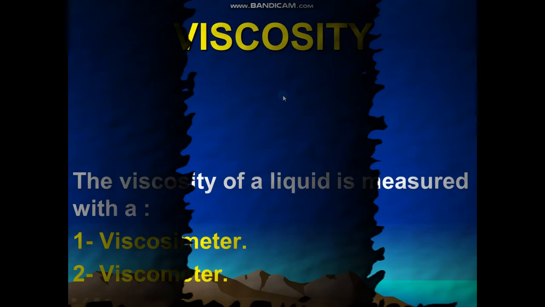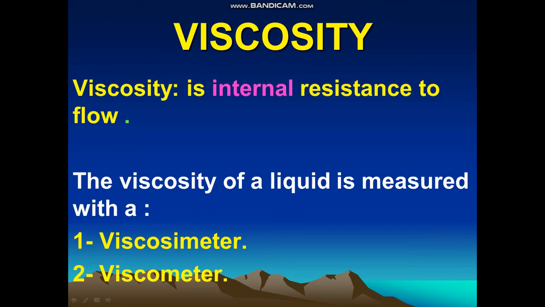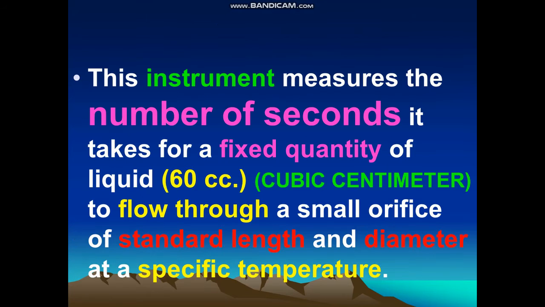The first thing we will talk about is the viscosity. Viscosity is the internal resistance to flow. The viscosity of a liquid is measured with a viscometer. This instrument measures the number of seconds it takes for a fixed quantity of liquid to flow through a small orifice of standard length and diameter at a specific temperature.